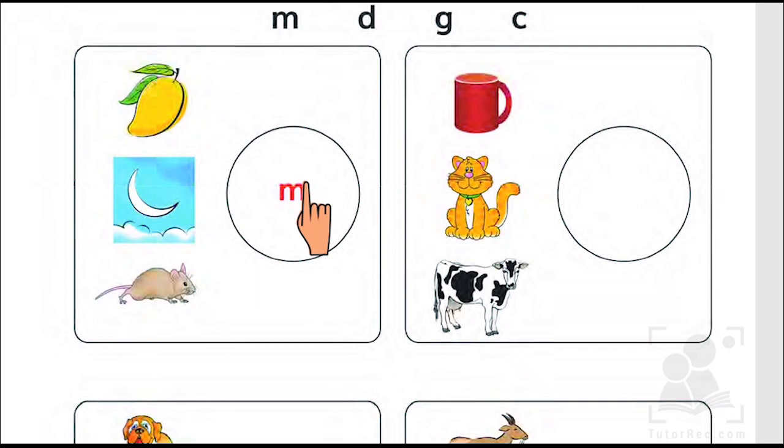So let's start. In the second box, we have cup, cat, cow. Cup, cat, cow. Yes, and the letters given to us over here are M, D, G, and C. So C, so letter C has the sound of K. Therefore, we have to write C over here.